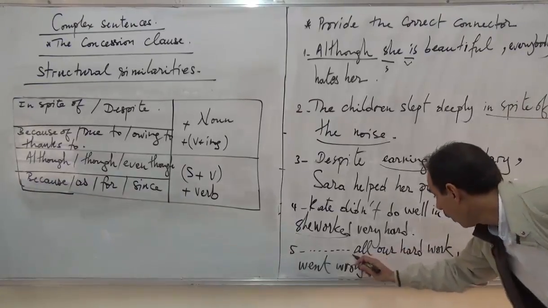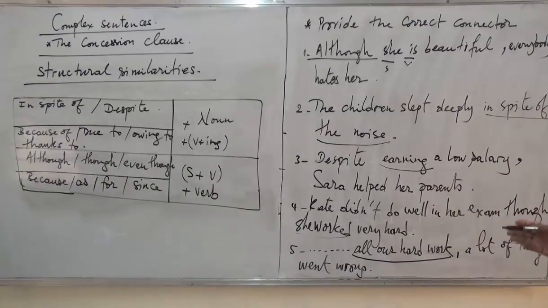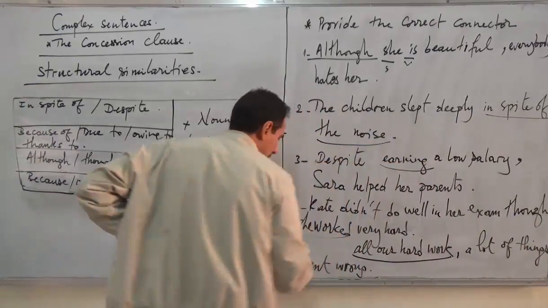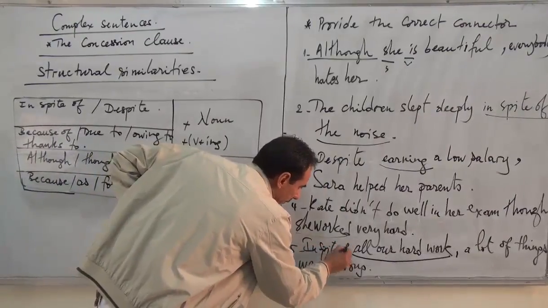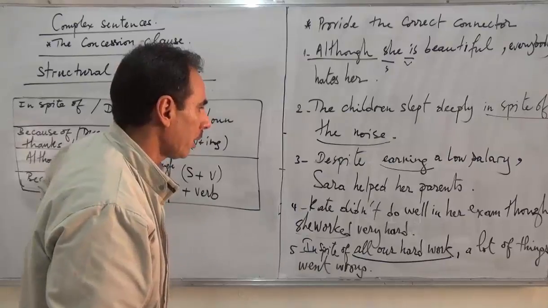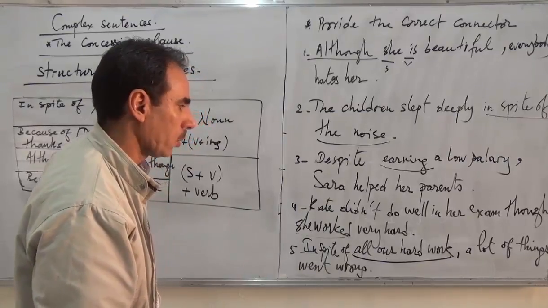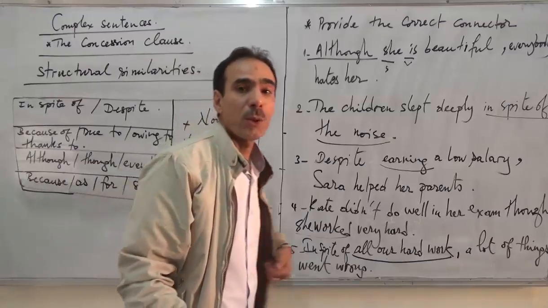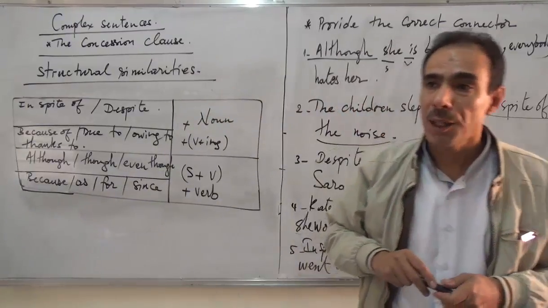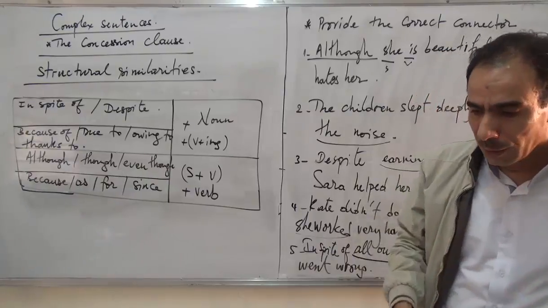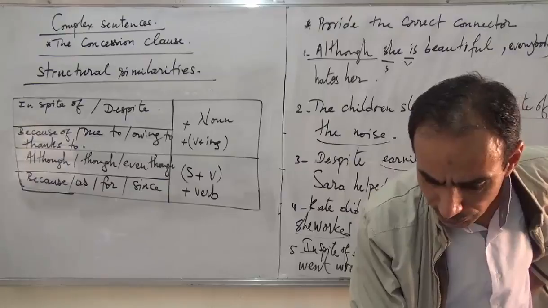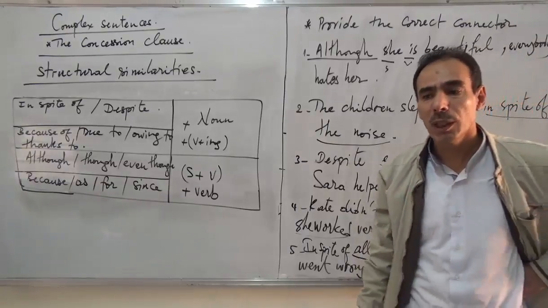Here also, all our hard work is a noun phrase. So we don't have subject and verb. We use in spite or despite. So, in spite of all her hard work, a lot of things went wrong. Of course, we can do perfect things 100%, as I am doing. I try to help you write correct sentences so as to do well in your future exams.